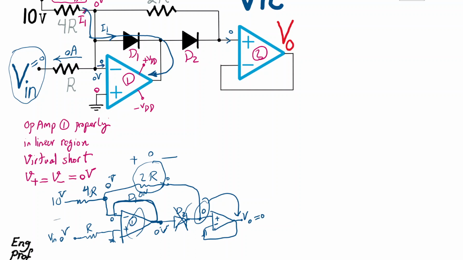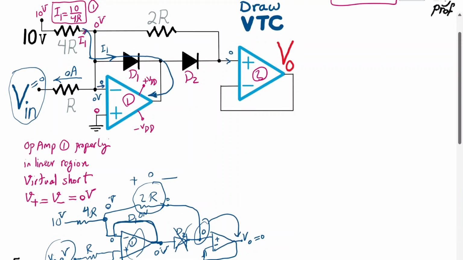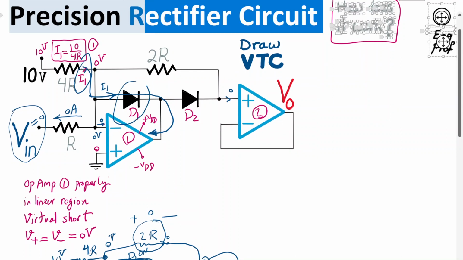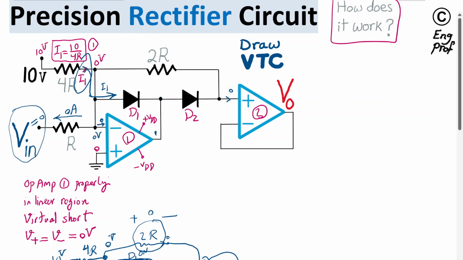That's the case when input is 0, and actually that's the case as long as this current I1 is flowing through diode D1. So the only way we can get rid of the situation that Vout is 0 is when we somehow find a way to sink this current I1 completely through Vin so that it won't go through D1, so that we can turn off D1. That's the plan. So all I'm saying is, in order to start having some non-zero voltage at the output, we need to sink this I1 completely through Vin. That's the plan.